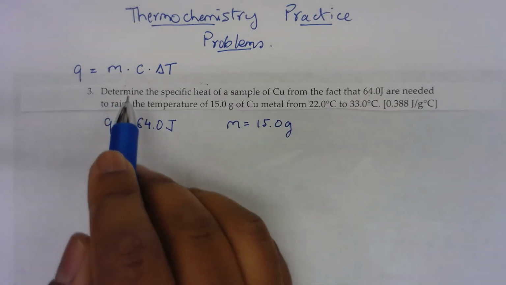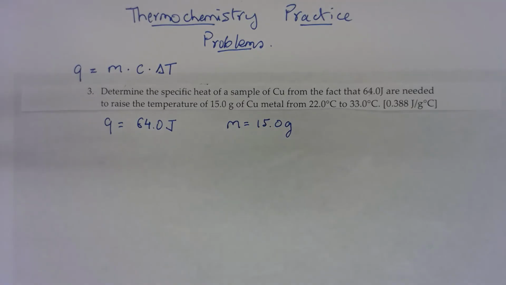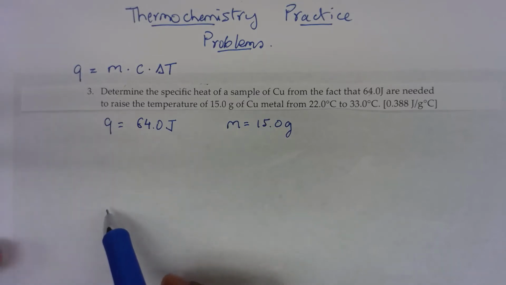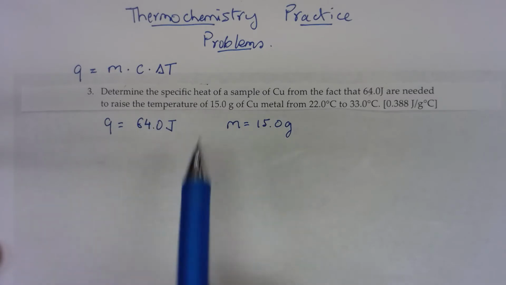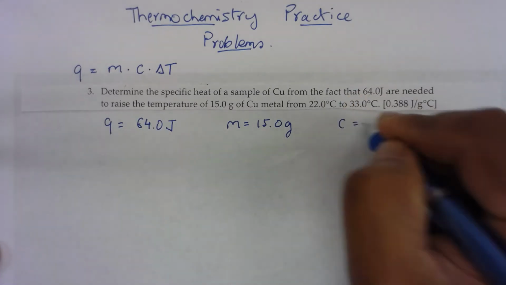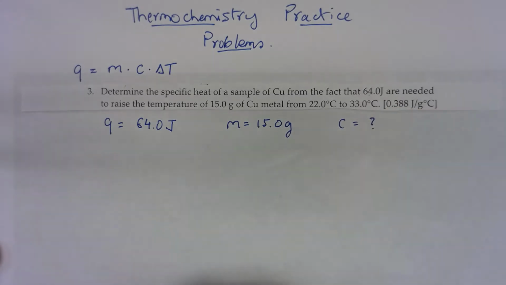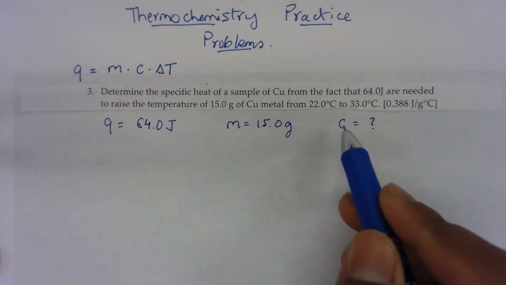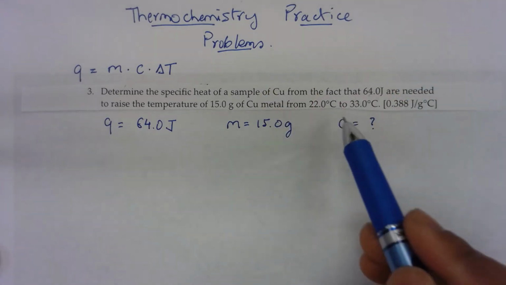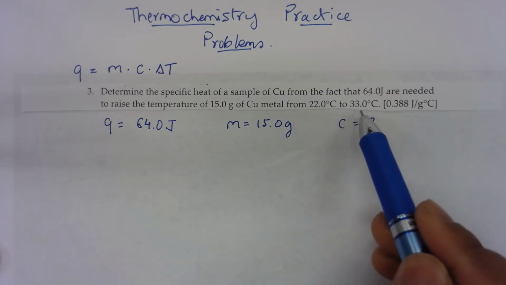Then is my C. What do we remember what C stands for? C stands for specific heat. Is the specific heat given? Because if you read the problem, what does it say? Determine the specific heat, right? So that is your unknown variable. And in this problem, how many temperatures are given? 2. 22 Celsius and 33 Celsius.